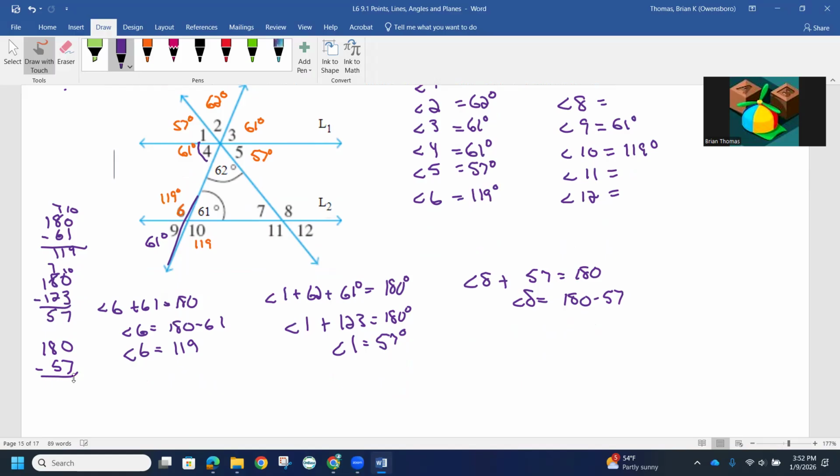It looks like we're going to get back to this 123, isn't it? So we're going to get 10, there's our 3, that's a 7, so 123. So now we're going back to that 123. So angle 8's got to be this 123 degrees because 123 plus 57 does give me 180. So I'm going to go ahead and label that over here. So angle 8 is now 123 degrees. Well, if angle 8 is 123, then angle 11's got to be 123. Those are vertical angles.